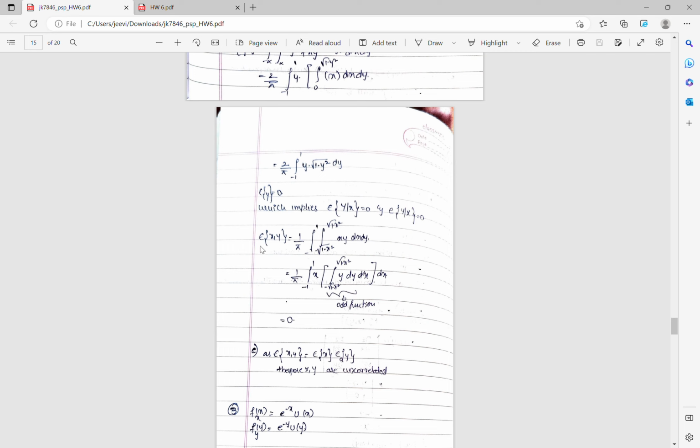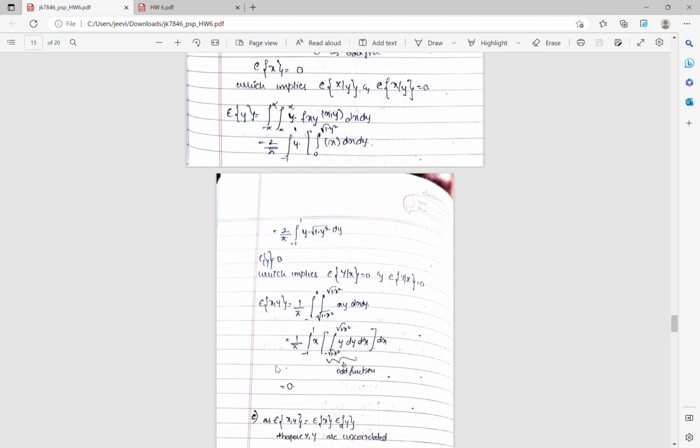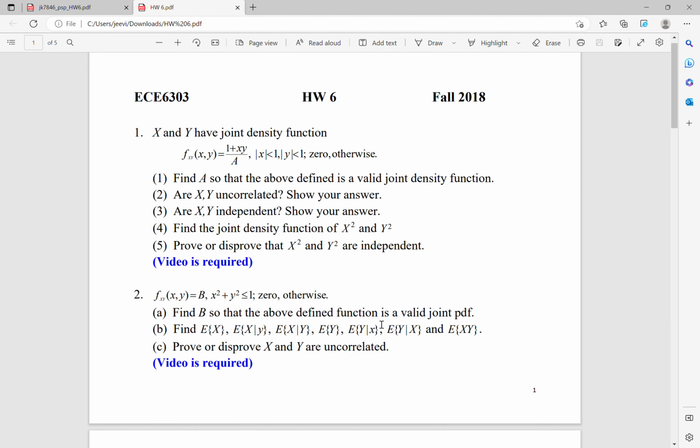We are also asked to calculate the expected value of x comma y, which is equal to 1 by pi integral from minus 1 to 1 and integral from minus root 1 minus x square to root 1 minus x square of x y dy dx. Now this can be rewritten as integral from minus 1 to 1 of x into integral of y dy dx. Now, since while solving E of y we found that to be an odd function, therefore this will be an odd function, therefore the expected value of E of x comma y is equal to 0. Therefore, all the values that are asked here will be equal to 0.